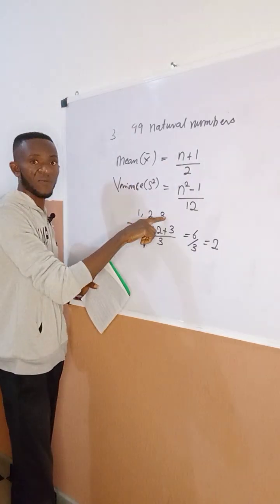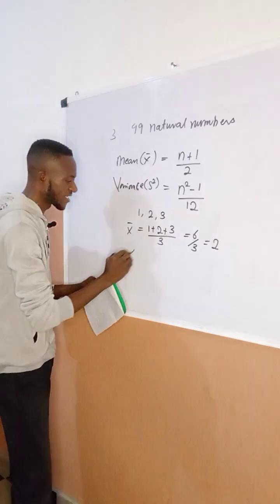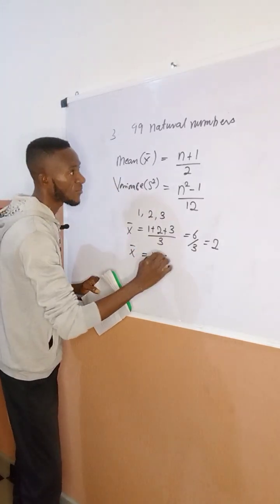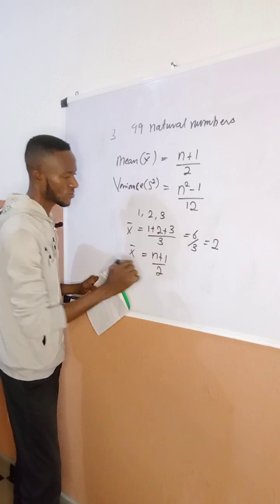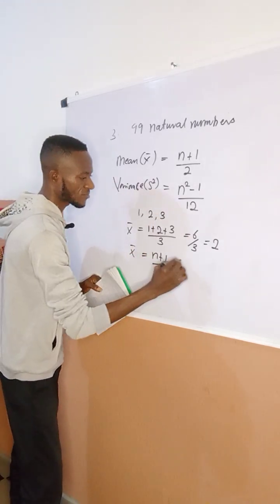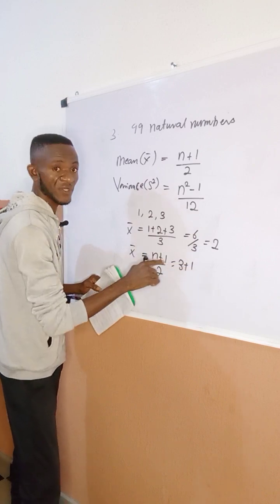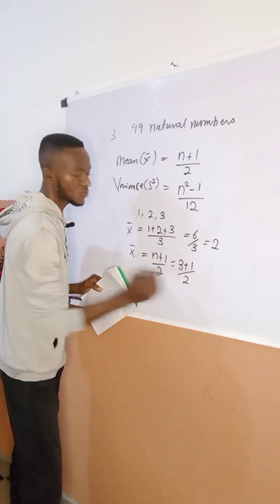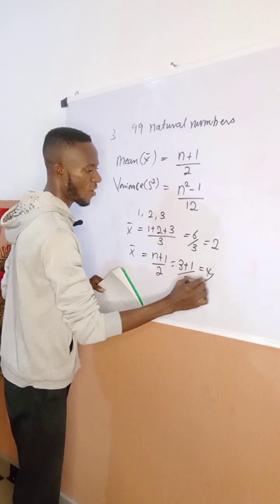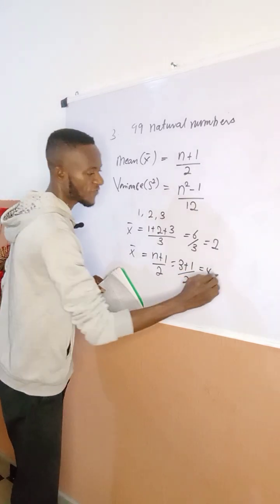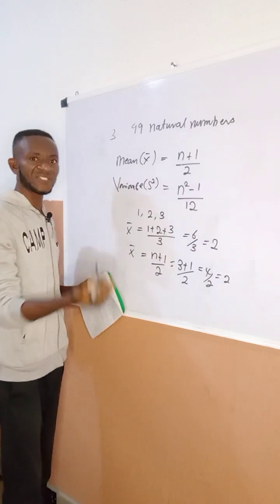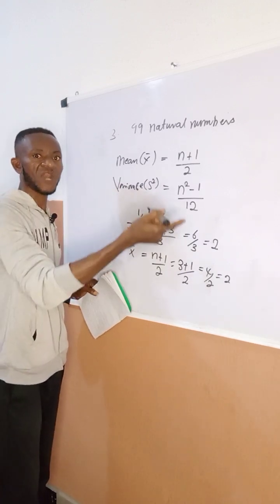Okay? But then, relying on this formula, n here stands for the number of the natural numbers, and the number of natural numbers here is 3. So I can easily say that my x bar is given as n plus 1 all over 2. And this n becomes 3. So this becomes 3 plus 1 all over 2, and 3 plus 1 is 4, all over 2, which of course returns 2.